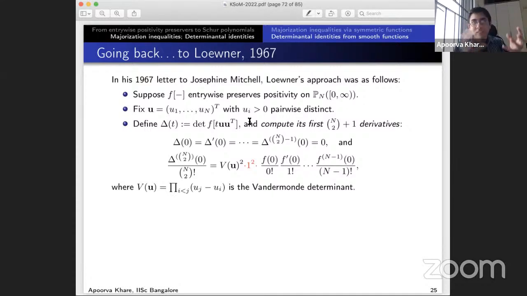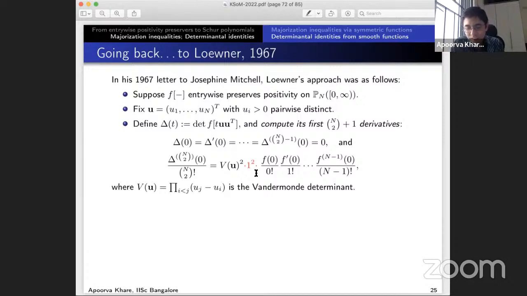But what Loewner showed, he worked out this calculus question, and he showed that the first N choose 2 derivatives are just plain 0. And the next derivative, let me normalize it by the factorials, obviously, is equal to the Vandermonde of u, quantity squared, times the quotients of these derivatives by their normalizations. And that was it. So the point is, in his letter, he writes everything here except the Vandermonde square in red. And that square is a very key factor hiding inside this calculation.